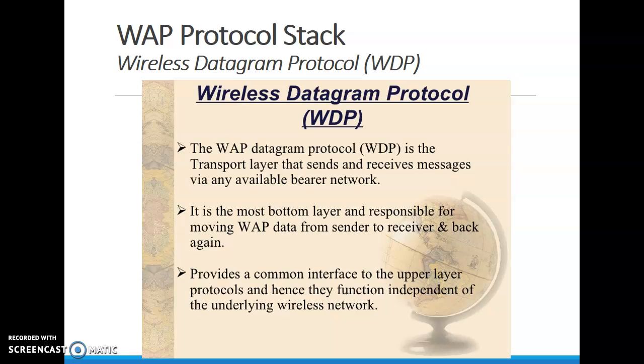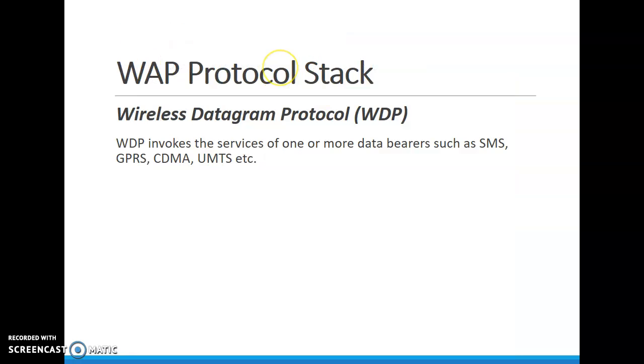The next one is wireless datagram protocol. As we have already seen in WTP, wireless datagram protocol is a transport layer that sends and receives messages through any available bearer network. It is the bottommost protocol in the WAP protocol suite, and it is responsible for moving WAP data from sender to receiver and back again. It provides a common interface to the upper layer by providing services for transport of data in the unreliable wireless environment. This WDP invokes the services of one or more data bearers such as SMS, GPRS, CDMA, UMTS, etc.